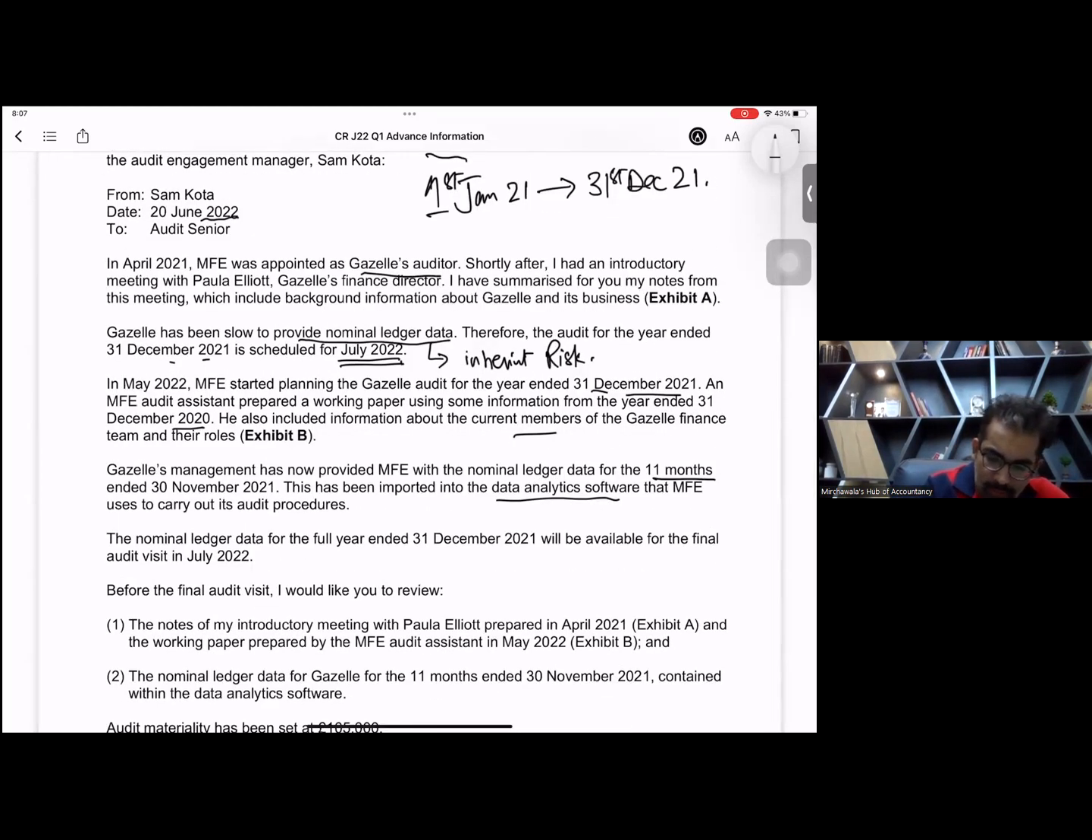The nominal ledger data for the full year will be available for the final audit visit in July 2022. Yes, that will be given to you in your examination room. The 12-month data and the complete data set you will get in the examination room.